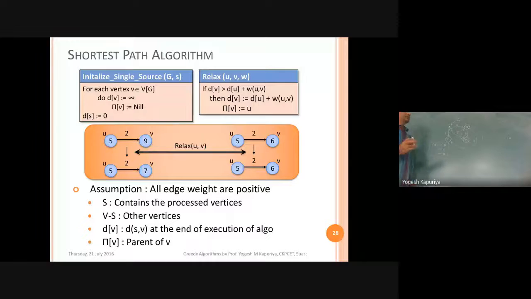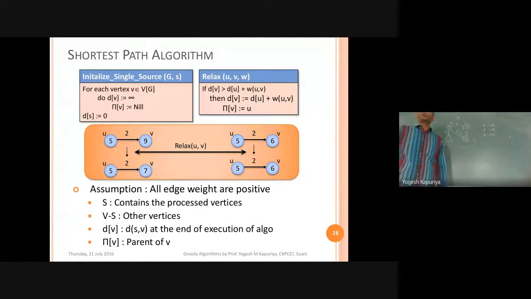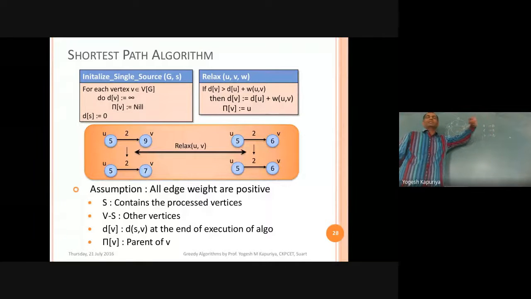Similarly, you can have a case in which your source may be anything, but your destination vertex is fixed. So you want to find a path from all the other vertices other than B. B is your destination vertex. So find out the shortest path from A to B, C to B, and D to B. That is the second version, single destination shortest path.